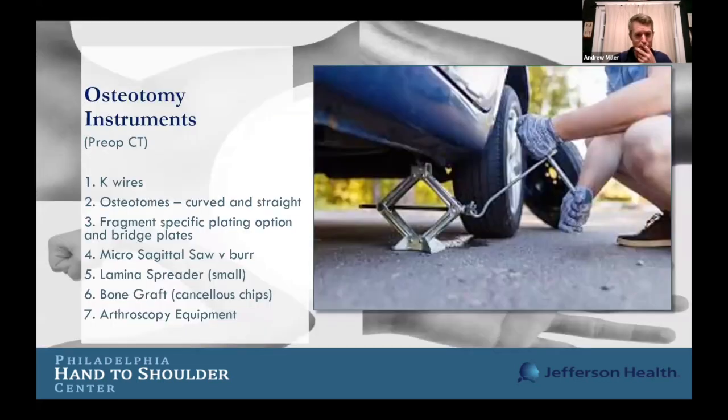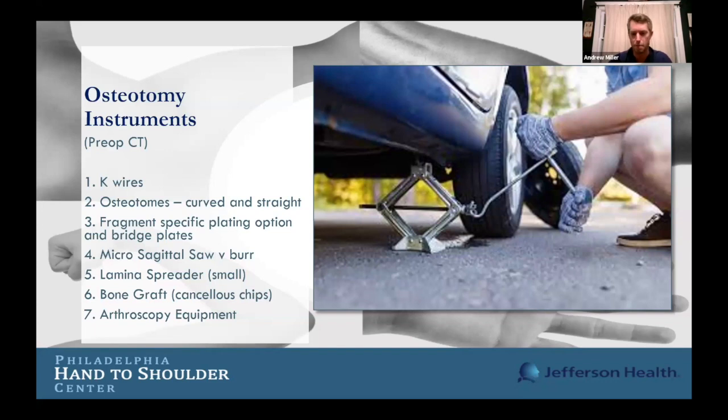When it comes to instruments for these, in addition to that pre-op CT, things I'm asking for and having available: K-wires, osteotomes, both curved and straight, fragment-specific plating, bridge plates. Your bridge plate can be both a definitive treatment, but it also can be used as a jack. If you're changing a flat tire, you want to be able to distract, you want to be able to offload and really assess the fragments and offload any correction you do. I do like lamina spreaders, small ones. Again, also another type of jack to distract the fracture or the joint.